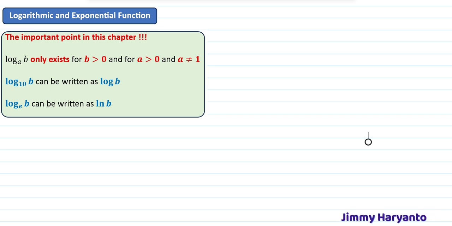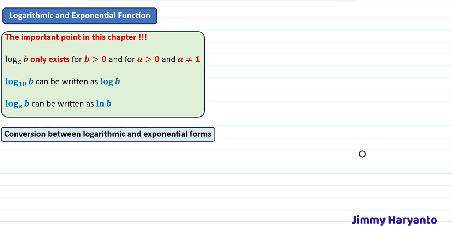log_10 b can be written as log b. So if you see log b later, that means log base 10 of b. And then log_e b can be written as ln b. You will read this as ln b. So if you see ln b later, that means the logarithm is on the base of e.